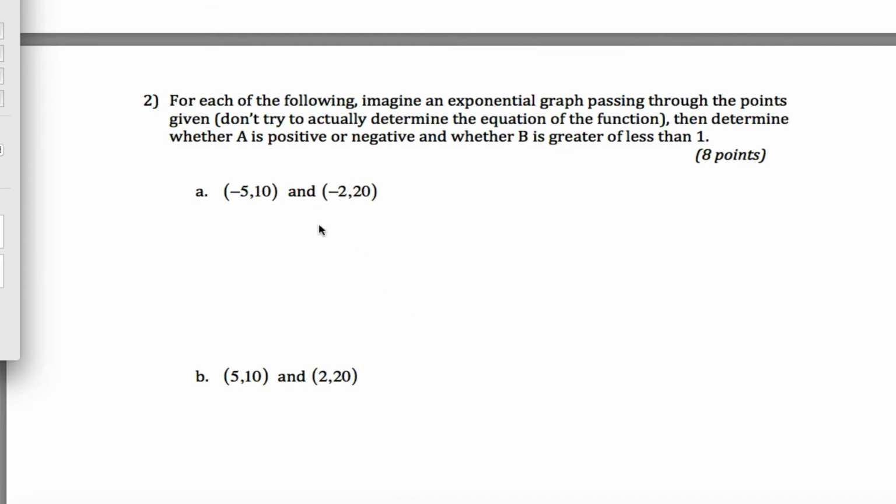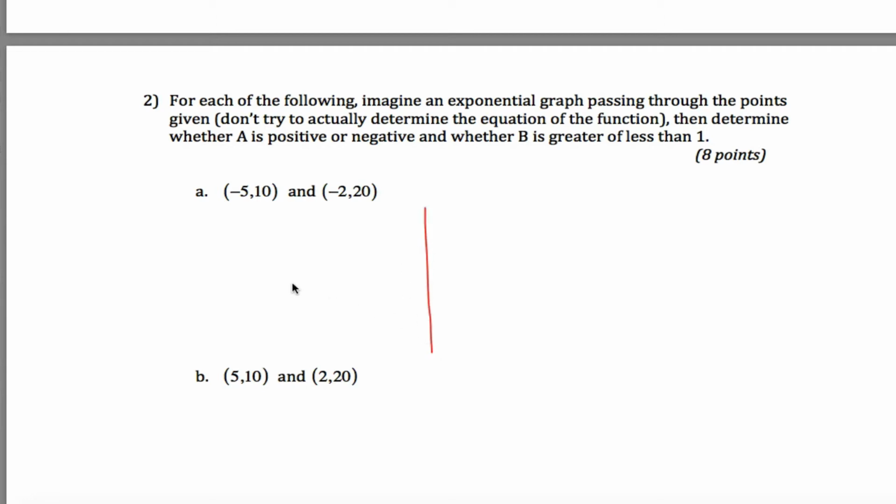So what I was hoping you were doing here is you don't have to figure out what a is equal to and what b is equal to, just whether a is a positive number or a negative number, and whether b is greater than or less than 1. And the way you can figure that out is sort of picturing the graph of this in your head. So let me give a very rough sketch. Let's see, if x is negative 5, y is 10. I don't know, maybe that's here. And when x is negative 2, y is 20. Maybe that's up here. So the exponential function that connects these looks something like this.